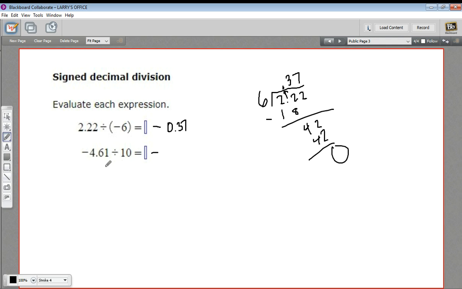In this next one, we have 4.61 divided by 10. When you divide something by a 10 or a power of 10, you're moving the decimal point to the left. If it's 10, you're moving it by 1 space. If it's 100, you're moving by 2 spaces. So this is going to be 0.461, well, a negative 0.461.